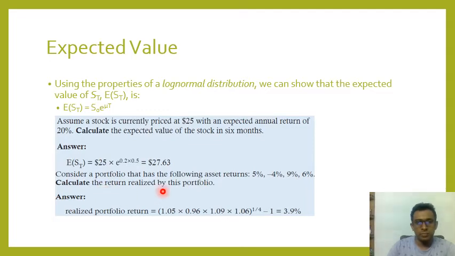Consider a portfolio that has the following returns: 5%, 4%, 9%, 6%. Calculate the annualized return realized by this portfolio. Assuming these returns are given per quarter, though this has not been given in the question, they have solved it like that. So it will be 1.05, which means 1 plus 5%, times 1 minus 4%, times 1 plus 9%, times 1 plus 6%, raised to 1 by 4, and then minus 1 to give the percentage. The total realized return is 3.9%.